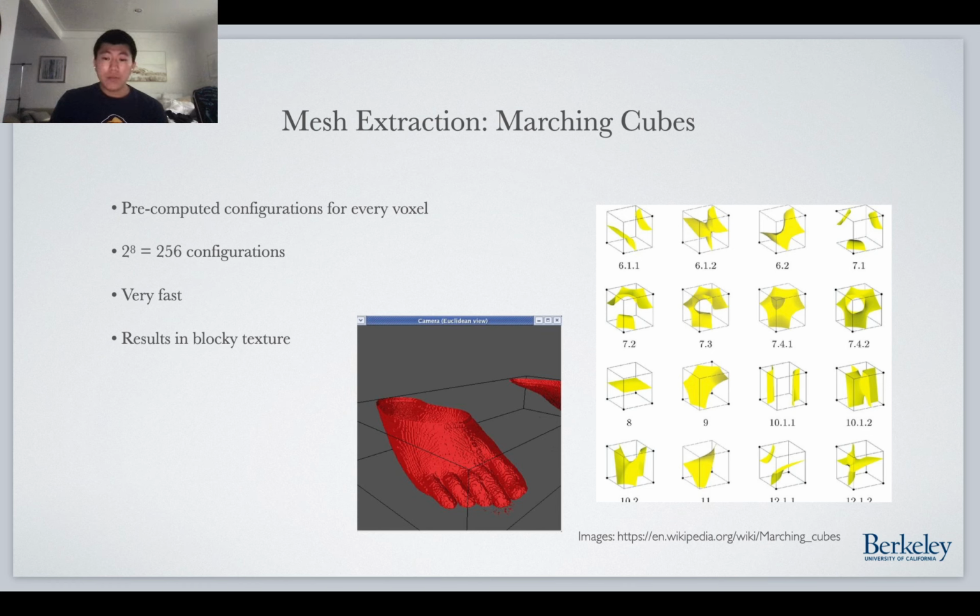The major benefit of using marching cubes is its speed, as it only requires one lookup per voxel and no other calculations. However, it results in a blocky texture, similar to that of Legos, due to the nature of the algorithm. This is counteracted by later steps of simplification as well as increasing the resolution of the reconstruction.